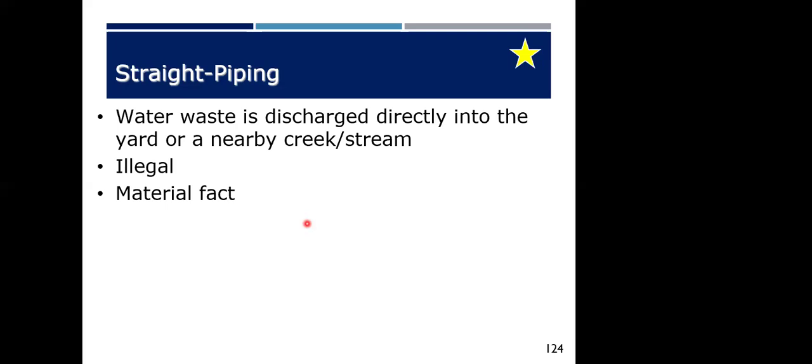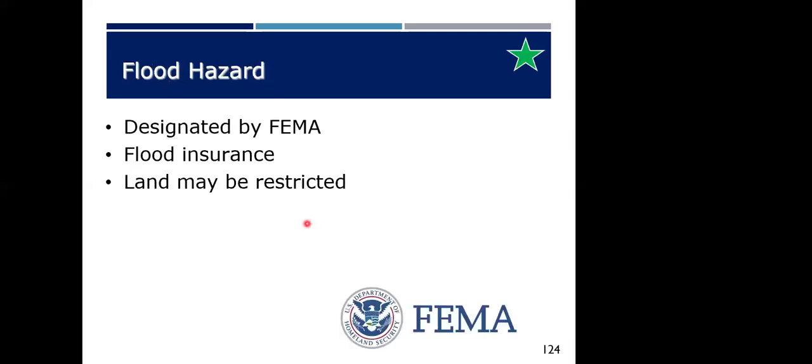Another governmental control, statewide and nationwide, is areas that have been designated as flood hazards. FEMA, the Federal Emergency Management Agency, determines if it's a flood hazard or not. If an area has suffered flooding, then it has been deemed a flood hazard. Depending on where the property is located relative to the hazard, flood insurance may or may not be required.